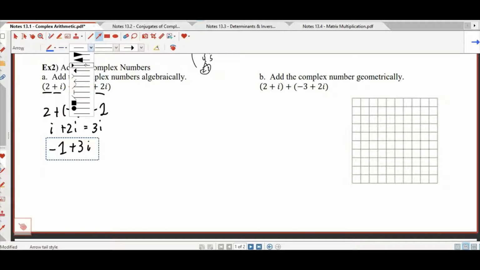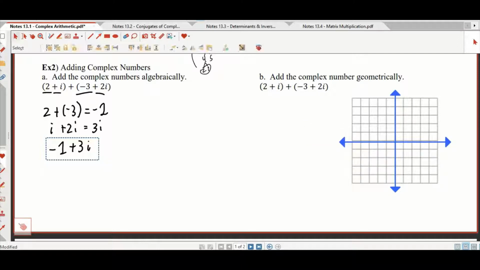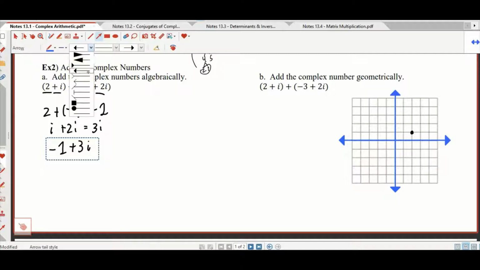So I want to put an axis, and let's see if we can get away with putting it straight down the middle. Okay, so 2 plus I is real 2, imaginary I, right there. There's 2 plus I. Now to add something geometrically, we have this vector. Can I make that head look a little bit better? Yeah, I like that one better. There. And we're going to add -3 plus 2i geometrically.